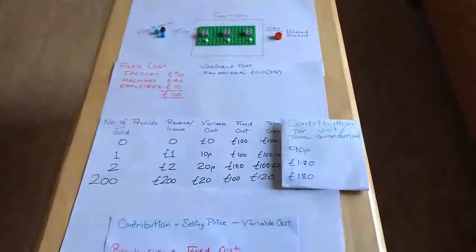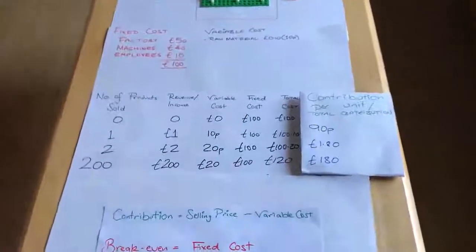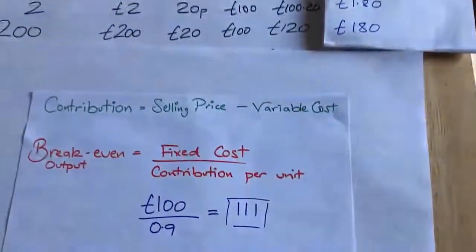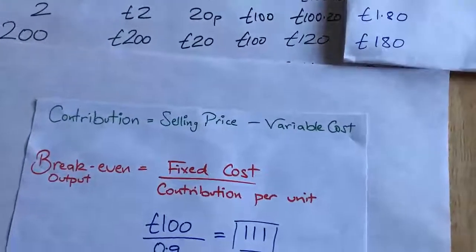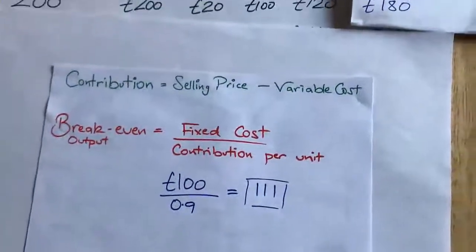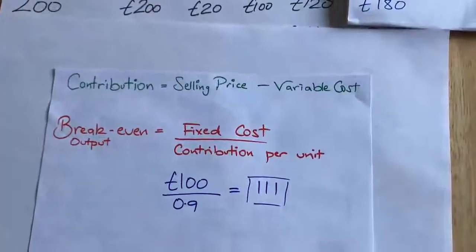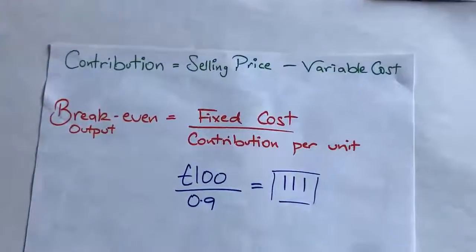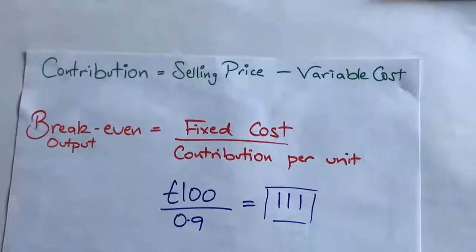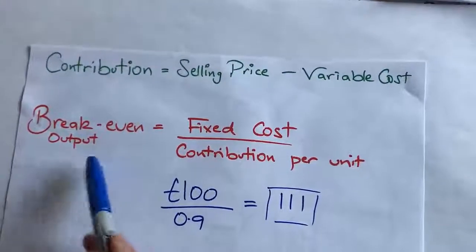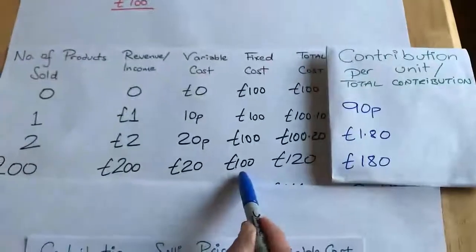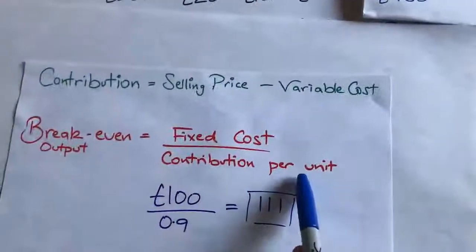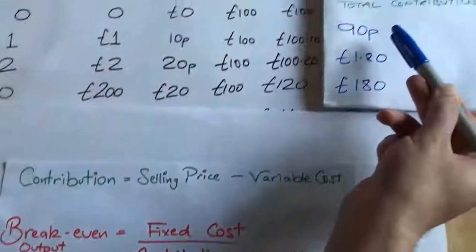Let's talk about break-even point. Break-even point is basically where you are making enough products to cover all your costs. You're not making any loss, but you're not making any profit either. So here's a formula. Contribution we've already done. Break even, this is how you work it out: fixed cost, which in our case is £100, divided by contribution per unit. Contribution per unit is 90 pence.